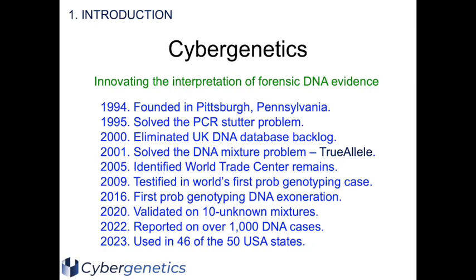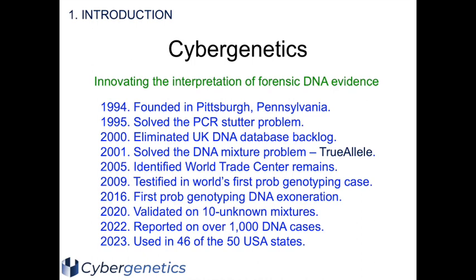So Cybergenetics has been innovating the interpretation of forensic DNA evidence for over 20 years. We were founded 25 years ago. We first solved the PCR stutter problem 25 years ago. We eliminated the United Kingdom DNA database backlog 20 years ago. Most importantly for this talk, over 20 years ago, we solved the DNA mixture interpretation problem with our TrueAllele system. The key concept is to exploit the variation from the PCR experiment to get accurate probabilities.